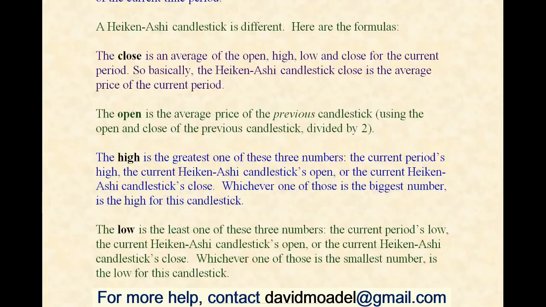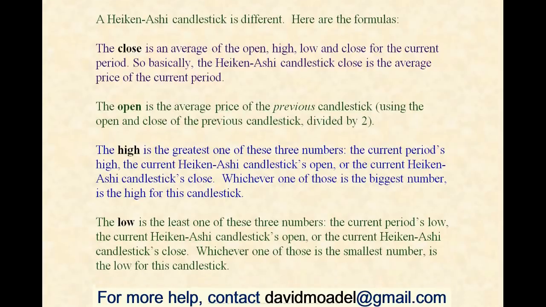The high is the greatest one of these three numbers: the current period's high, the current Heikin Ashi candlestick's open, or the current Heikin Ashi candlestick's close. Whichever one of those is the biggest number is the high for this candlestick. The low is the least one of these three numbers: the current period's low, the current Heikin Ashi candlestick's open, or the current Heikin Ashi candlestick's close. Whichever one of those is the smallest number is the low for this candlestick.